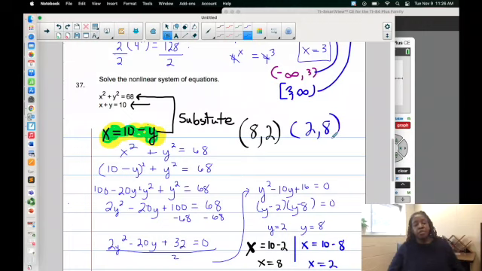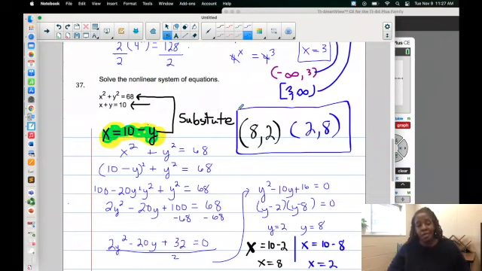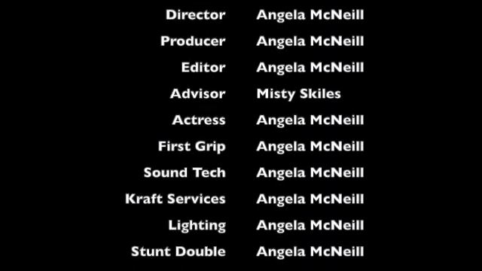And then you could plug it in, but clearly you know that 10 minus 2 is 8, and 10 minus 8 is 2, so it works in the linear equation. 8 plus 2 is 10. When you go to the top, 8 squared is 64, 2 squared is 4. Add them together in either order, you're going to get 68. So this is our answer. That was a lot of work for nonlinear systems. All right.